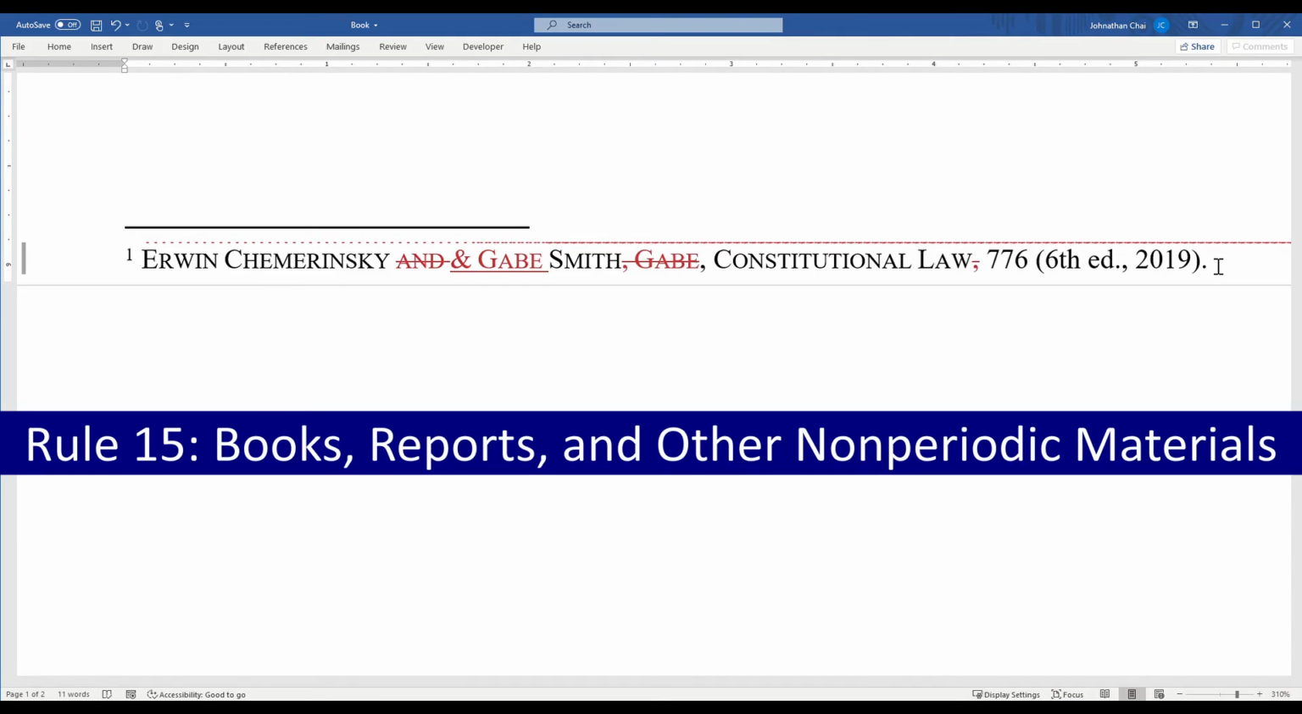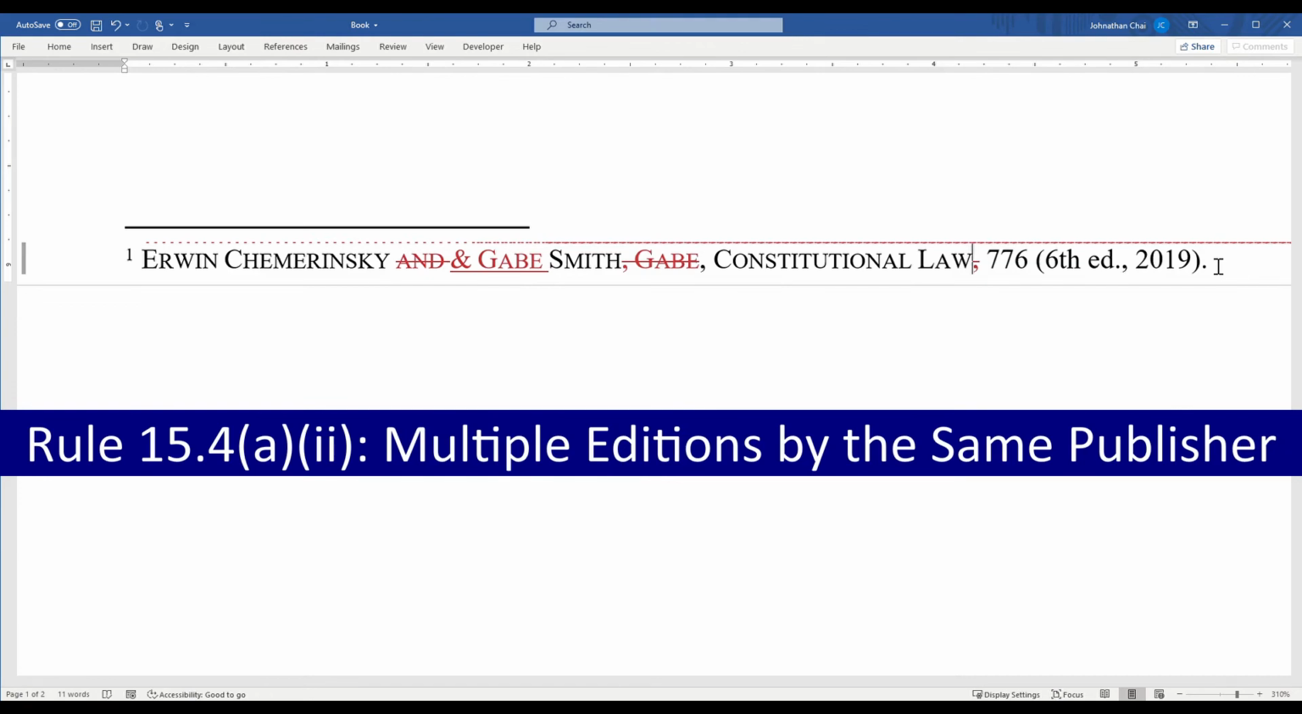Note that Bluebook citations for other types of sources, such as periodicals and cases, typically include a comma before the pin cite. Rule 15.4a2 states that the edition and publication year should be included in a parenthetical, but there should not be a comma between the edition and year, so the comma here should be removed.